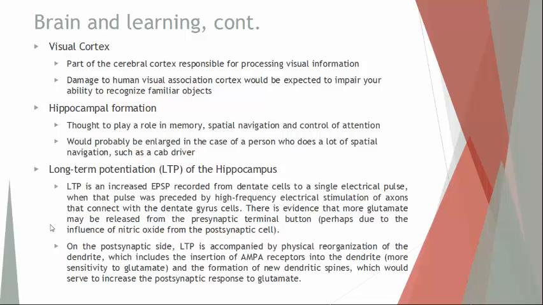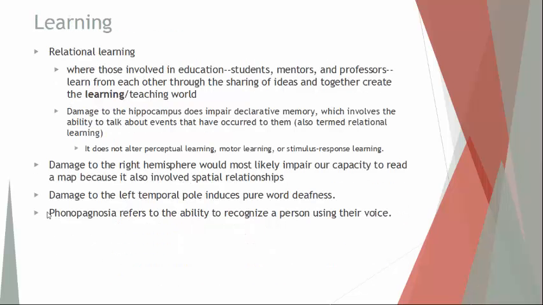All due to cells in the hippocampus firing more and more often, becoming more and more sensitive to these synapses, releasing chemicals that make them even more sensitive to these synapses, creating more surface area so they're able to receive more data faster. So that's the bottom line for both of these bullet points here. All right, next move on to relational learning.